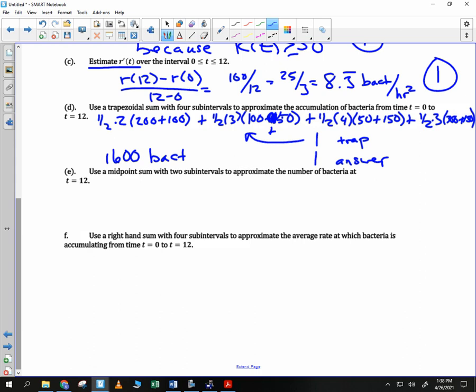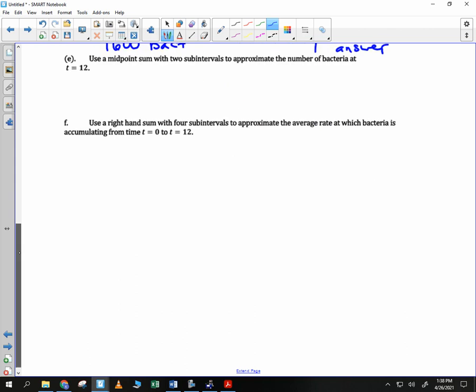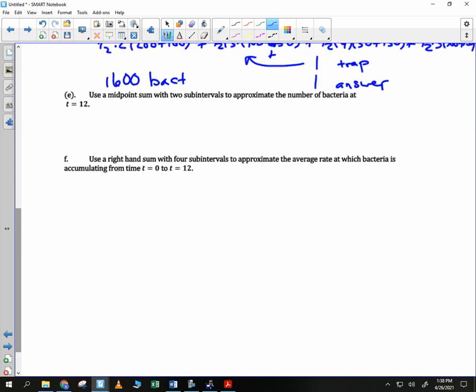Use the midpoint sum. So for the midpoint sum, in this situation, we want to see 5 times 100 plus 7 times 100. And so as you look here, you should end up with a total of 1,500. Oh, I'm sorry, 7 times 150. Can't read my own writing. 150.